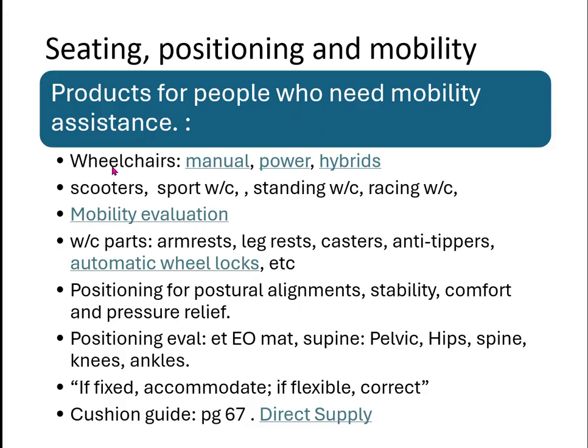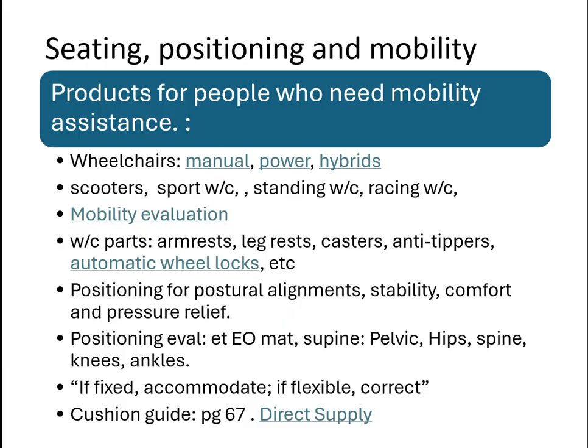Now, why do we need to position people? Obviously, we position people for postural alignment, for stability, comfort, and pressure relief. So why do we need them to be stable? Because if you're not stable in a wheelchair, you are not going to be able to use your arms correctly. So the saying goes, what you see in the fingertips starts at the hips.